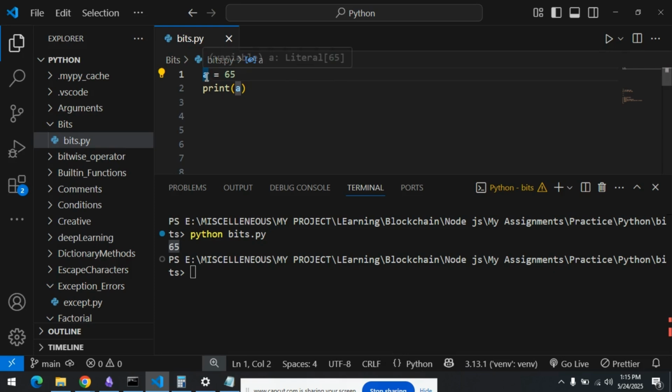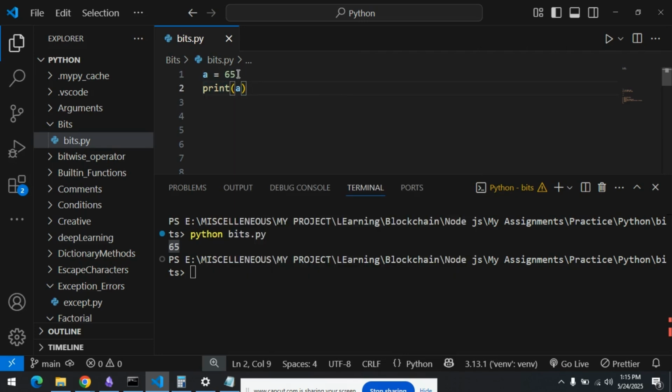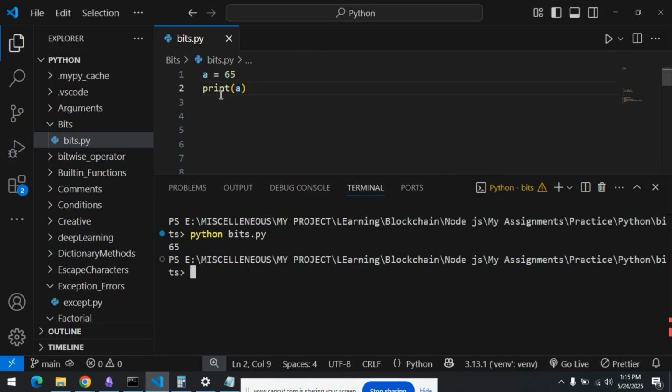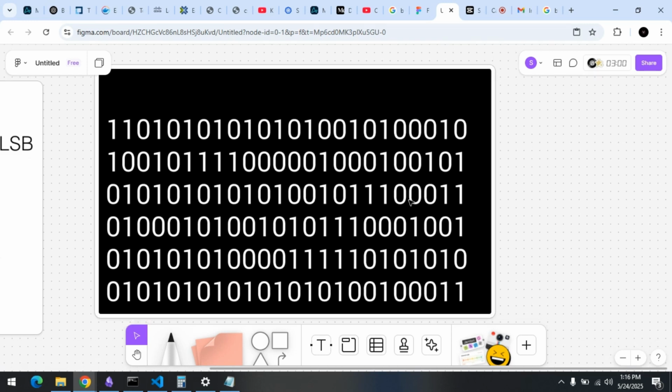Okay, so if we have a variable that has the number 65 and we want to print the variable, it will obviously print 65. But what's happening over here is that it's taking this variable and storing 65 in the memory block, and then converting it into a binary language, which is the machine language. And then in order to get it printed back on the terminal, it converts it back to a decimal or a human readable format. So this is a human readable format, so we only understand 65.